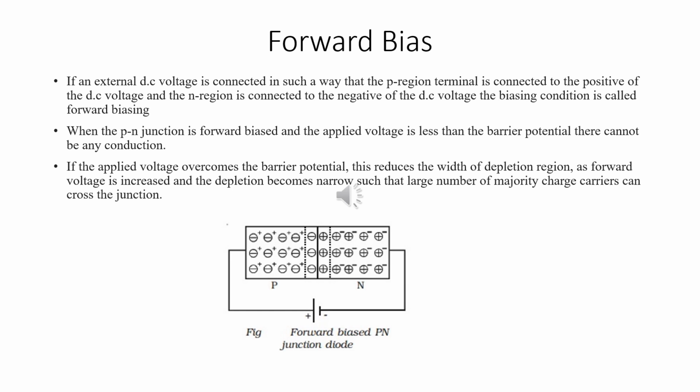When the PN junction is forward biased, as long as the applied voltage is less than the barrier potential, there cannot be any conduction. When the applied voltage becomes more than the barrier potential, the negative terminal of the battery pushes the free electrons against the barrier potential from the N to the P region. Similarly, the positive terminal pushes the holes from the P to the N region. Thus, holes get repelled by the positive terminal and cross the junction against the barrier potential. Thus, the applied voltage overcomes the barrier potential. This reduces the width of the depletion region.